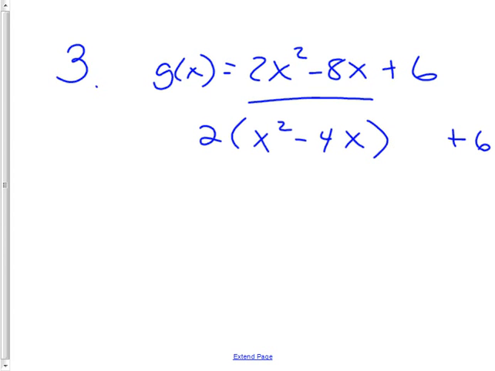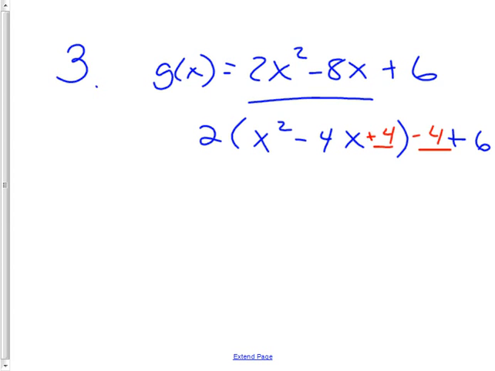And this way is better, because now I can squeeze in my plus line and my minus line. Plus a line, minus a line. And who tells me what to put there? The little German boy. Half and square. Half of 4 is 2. 2 squared is 4.